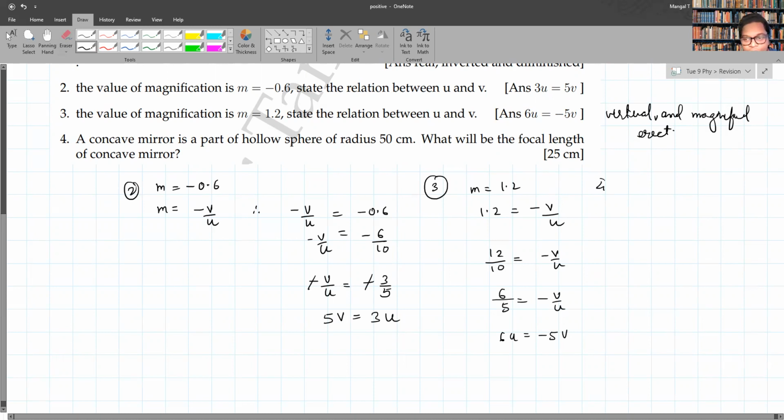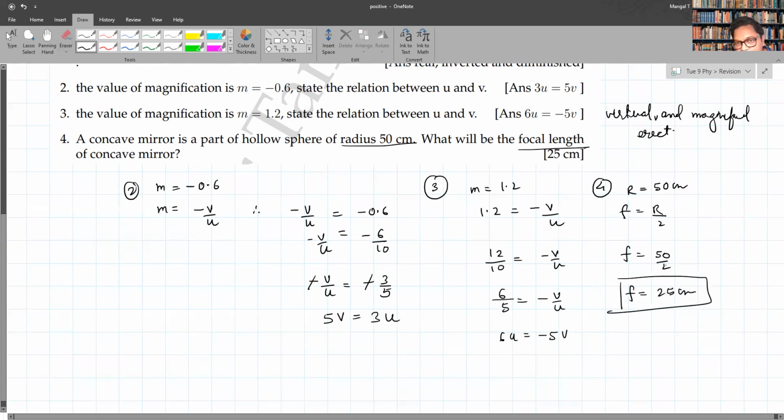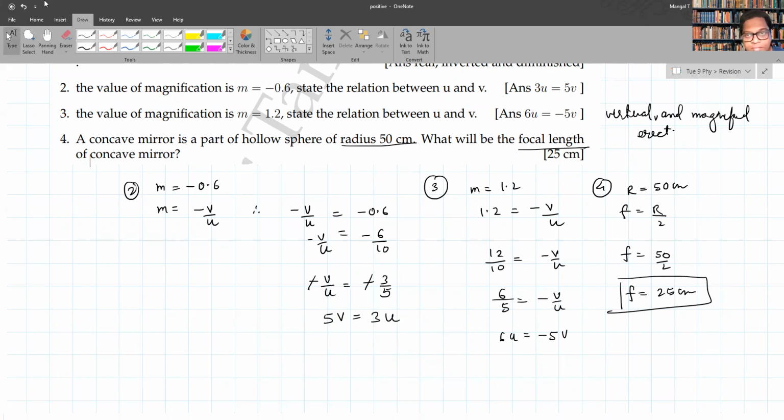Number 4, what we have: the concave mirror is a part of a hollow sphere of radius 50 centimeter. What is the focal length? Focal length is r by 2. So 50 upon 2, that will be 25 centimeter. Please note that the focal length of a concave mirror is negative, and for a convex mirror, it is positive.